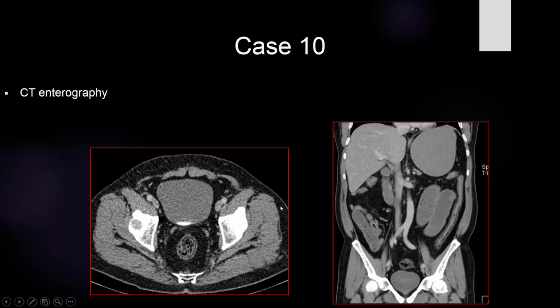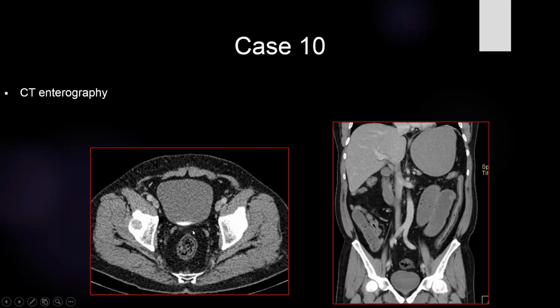Okay, in this CT enterography case, we can see there is a diffuse submucosal fat infiltration of the descending colon starting from the rectum. We can clearly see there is a submucosal infiltration of the rectum that extends to involve the descending colon. We can also clearly see there is a loss of the haustra of the descending colon. These features are characteristic of ulcerative colitis.